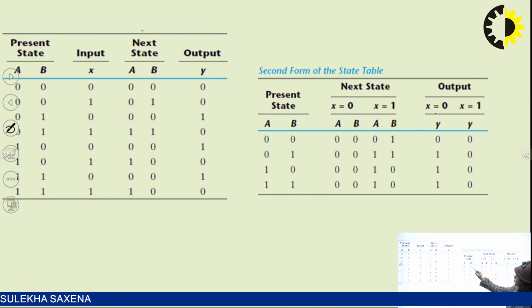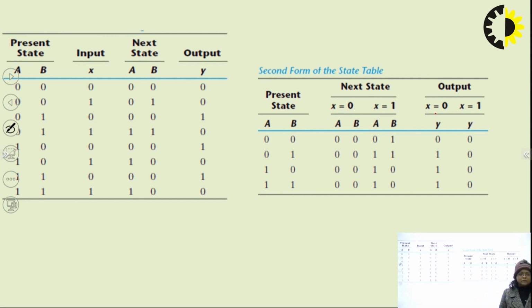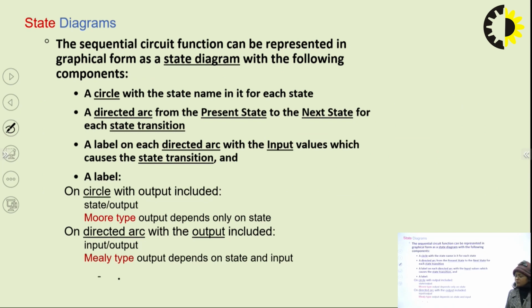So, the present state has 4 combinations: 0 0, 0 1, 1 0 and 1 1. When input is 0, what are the possible combinations of next state? And when input is 1, the possible combinations of next state. Similarly, for equation Y, when x equals 0 and when x equals 1, these are the outputs. So, this is another form of state table, and using any one of these forms, we can easily draw the state diagram. Now, what is a state diagram?